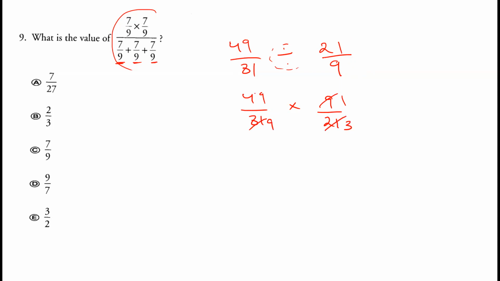7 3s are 21, 7 7s are 49. So we have this expression which is left, 7 over 9. 3 9s are 27. So the correct option is A.